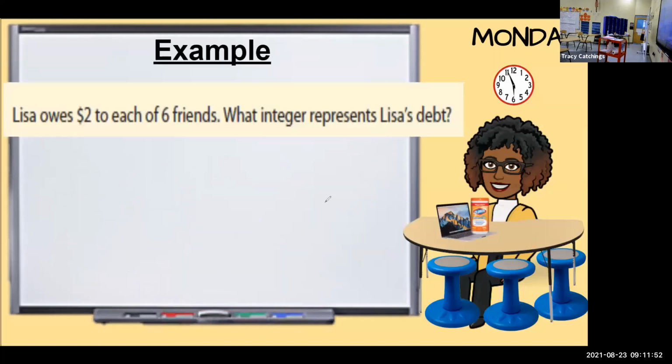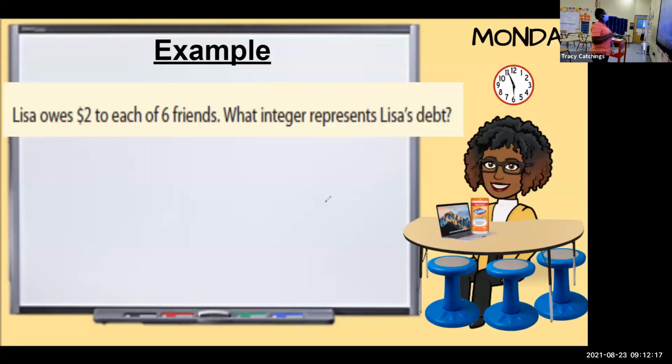All right, first example we're gonna look at. It says Lisa owes $2 to each of her 6 friends. Lisa owes $2 to each of 6 friends. What integer represents Lisa's debt?